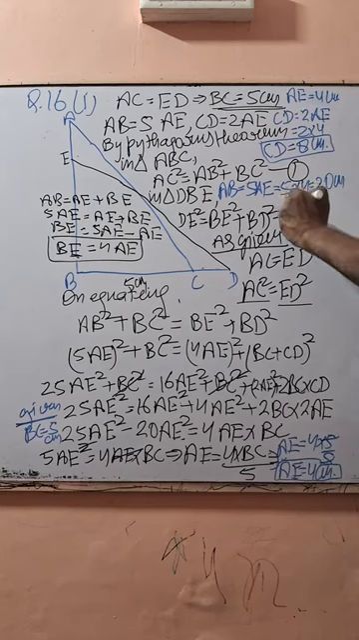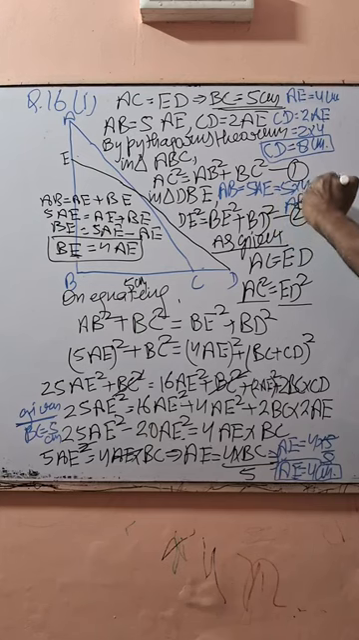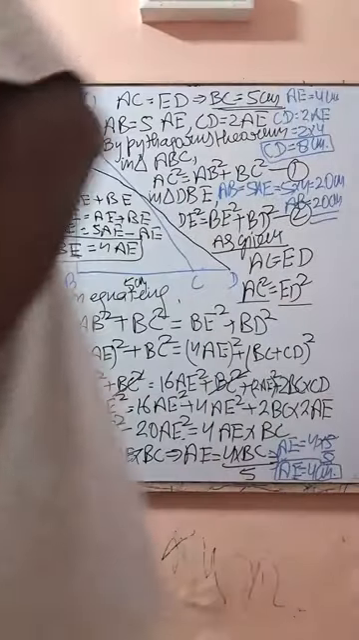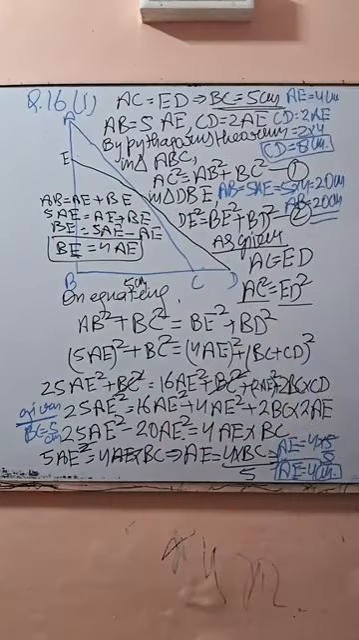So AB is equal to 20 centimeter. AB is equal to 20 centimeter, and then they are asking for AC, how much. Now we have to find AC.